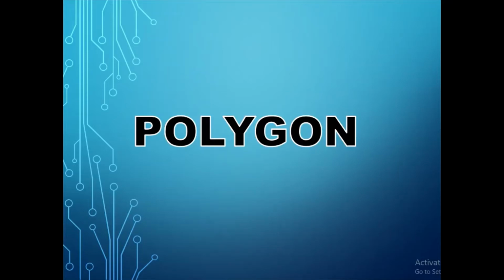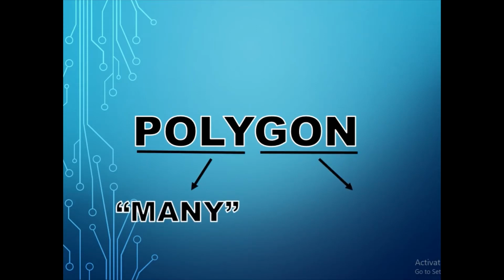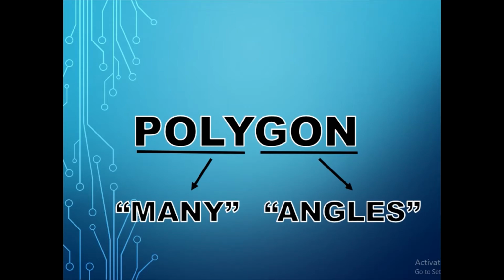Now let's talk about a geometric figure called the polygon. The term polygon is actually composed of two words, poly and gon, which means many and angles respectively. So expect that in this geometric figure, we will be encountering many angles.